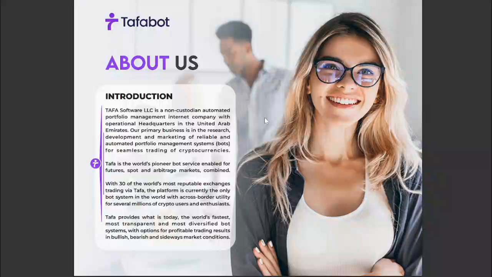So whether the market is bullish, whether the market is bearish, whether the market is ranging, the Tafabot system works perfectly for you. It provides all your trading needs so that you can make money, whether bullish, bearish, or sideways. With Tafabot, you can make money. Guys, I have experienced this and I can tell you that this is true. Like I said at the beginning of this video, I wanted to experience the platform myself before making this video for you. It is too good to be true for me, you know.